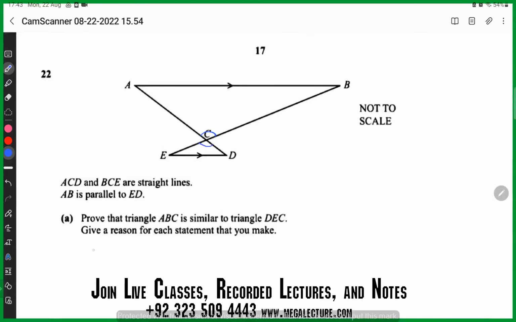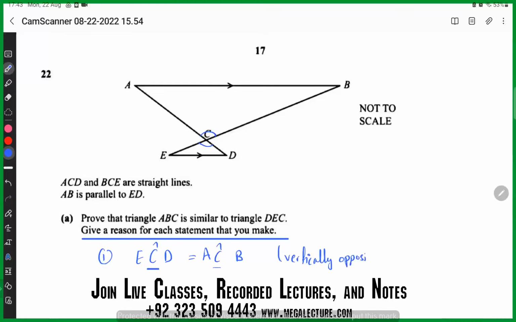Why? Now you need to give a reason. Now it is important. Why is it opposite like that? Vertically opposite angles. Good. Excellent. You're right. So number one, ECD is equal to ACB. This is how we write it down. ECD means angle C, and ACB means angle C on the other end. They are the same because they are vertically opposite angles. And here names are important.